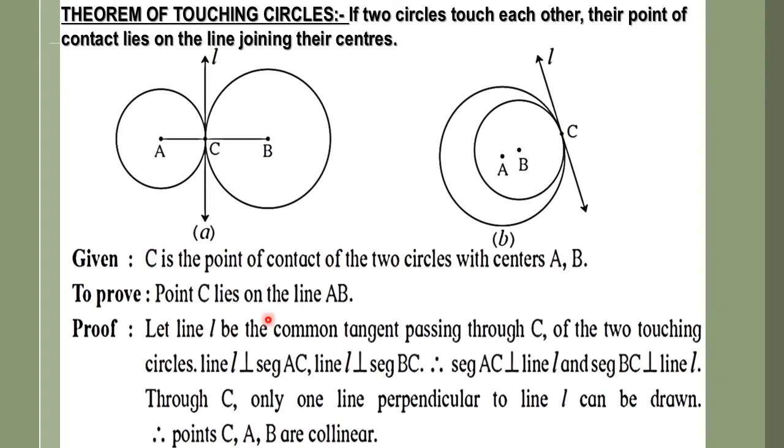Okay. So once again we'll go through the proof. The proof says AC is perpendicular to L by the tangent theorem. BC is also perpendicular to line L by the tangent theorem. Now through C we can draw only one perpendicular to line L through one single point. That means A, C, B should lie on the same line. Okay. So hence they are collinear.